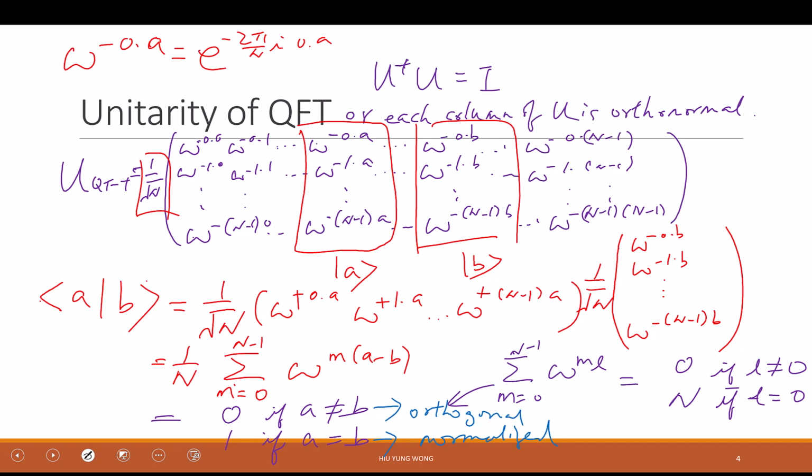Is this okay? So compare these two equations. They are the same if A minus B equals L. And we know that when L is not 0, it means A is not equal to B. It gives us 0. The sum gives us 0. And if A equals B, meaning L is 0, we know the sum gives us n. Then you cancel this one over n, so it gives you 1.